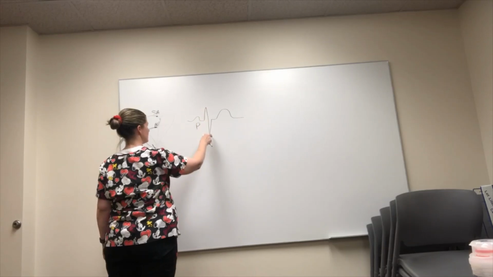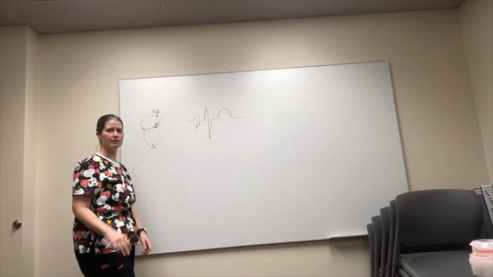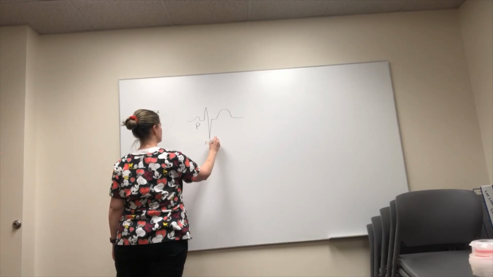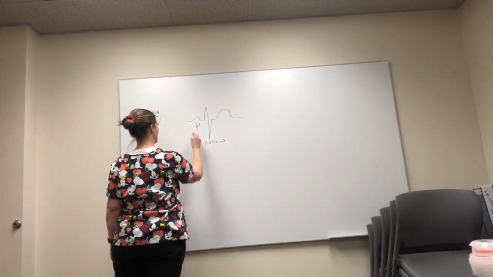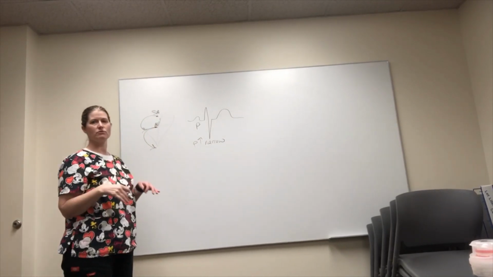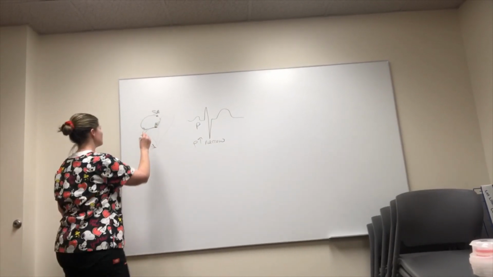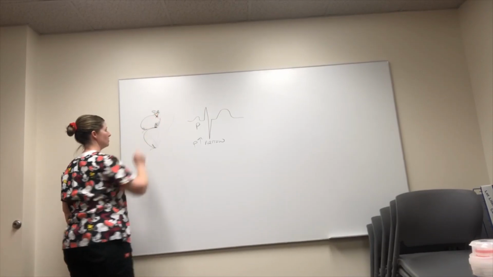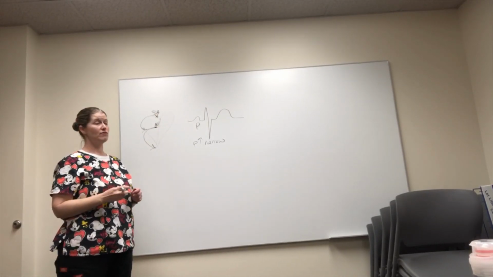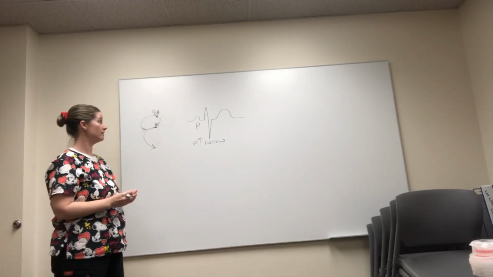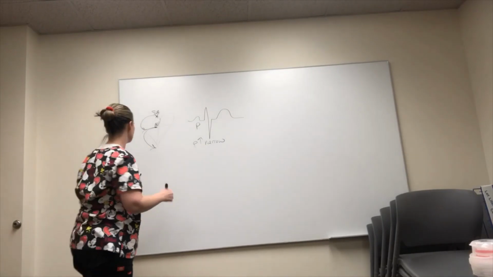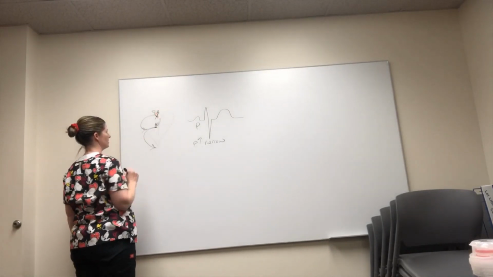This is supposed to be narrow, which it doesn't really look like because I'm not an artist, but normally this is narrow, and there's a P wave that's upright. So then you know it's coming from the atria. So if for some reason the SA node is no longer working, we've had an MI, we've had surgery, we've had some kind of issue with our heart, now the SA node is not working.